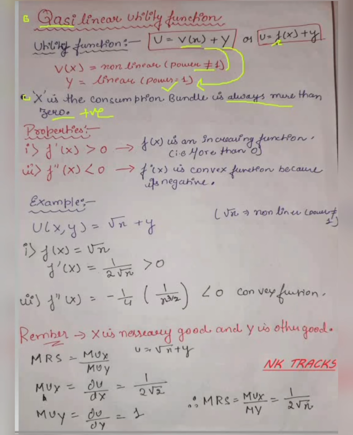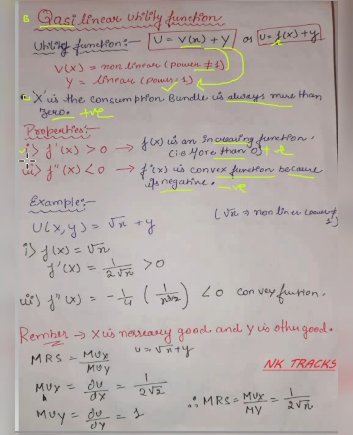Okay, so a quasi-linear utility function has two properties. Let's see these properties. The first one is that f dash x is greater than 0. That means it is an increasing function. And the second is that f double dash is less than 0. That means f is a concave function because the second derivative is negative. So the first property has a positive result, and the second has a negative result.